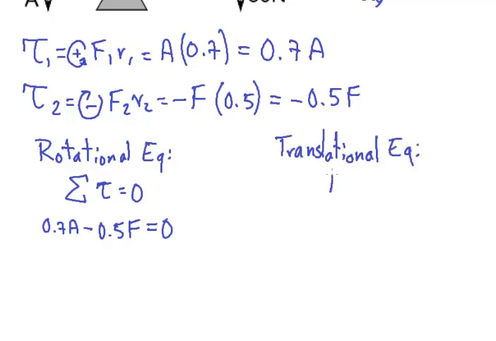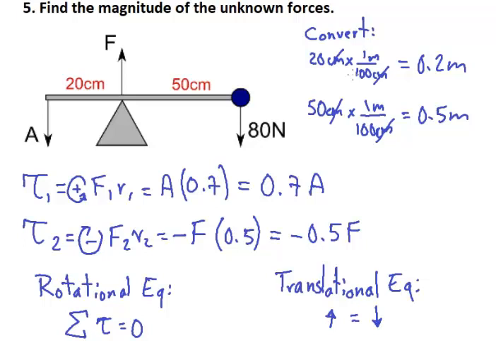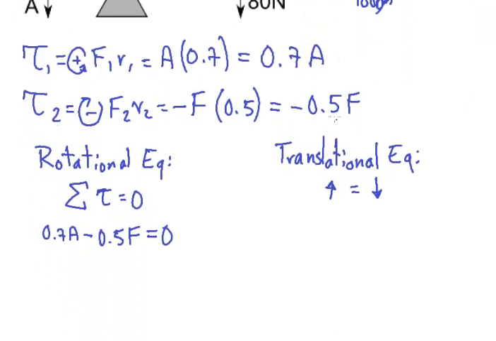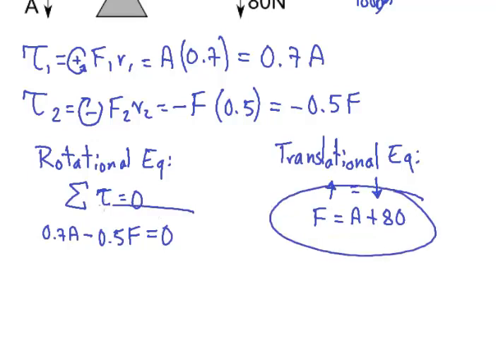Translational equilibrium, in this case of vertical analysis, states that upward forces must be equal to downward forces. So, let's see, what do we have here? Okay, the upward force that we have is F, and the downward forces that we have are A and 80. So I have F equals A plus 80. I also have two variables in this equation, so it is impossible to solve. But notice now that I have two equations. With these two equations, I can create a system.